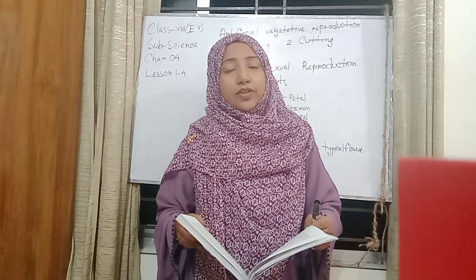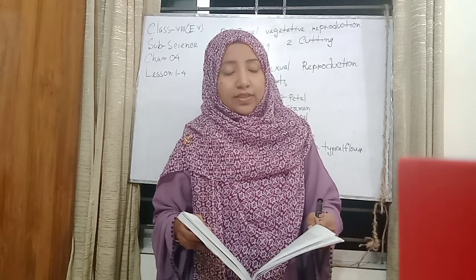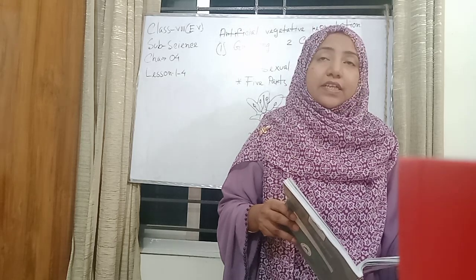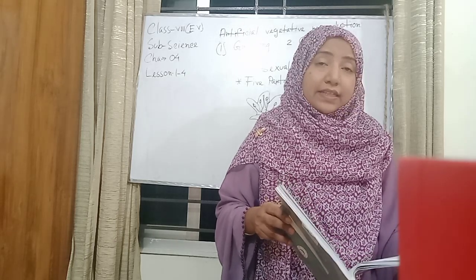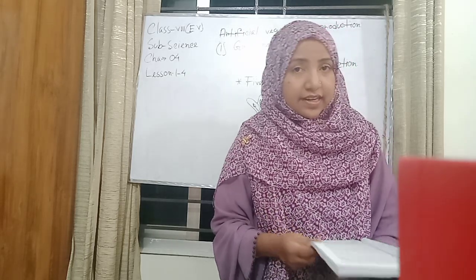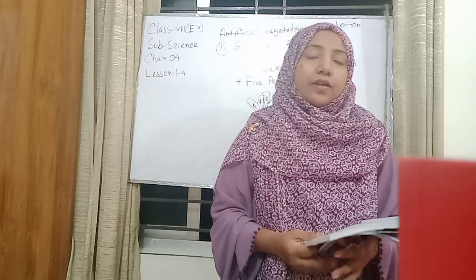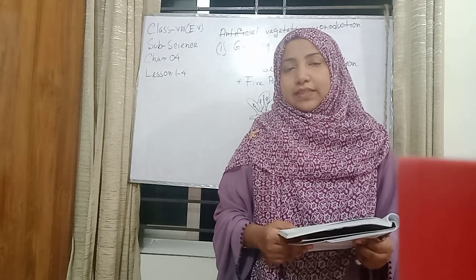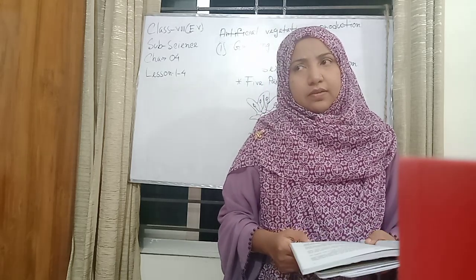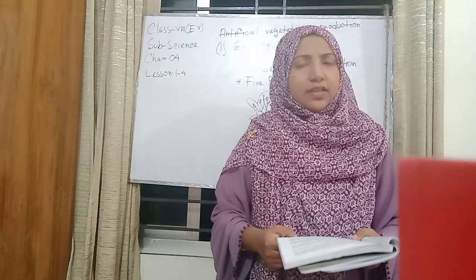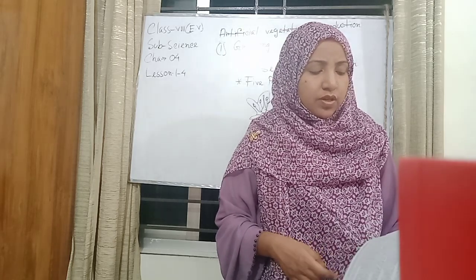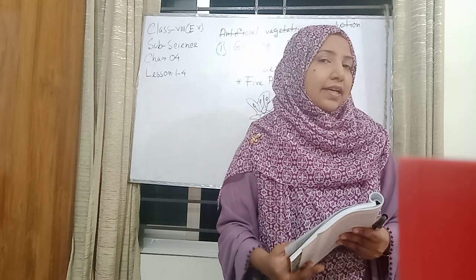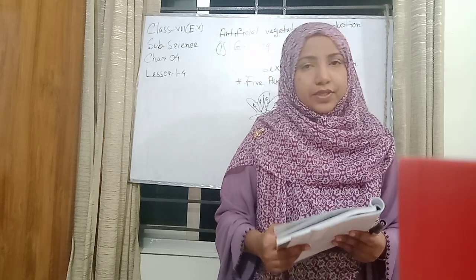In asexual reproduction, we also know the formation of spores and vegetative reproduction, through root and modified stem, tuber, etc. And today I have selected very important topics. First is artificial vegetative reproduction and second is sexual reproduction.